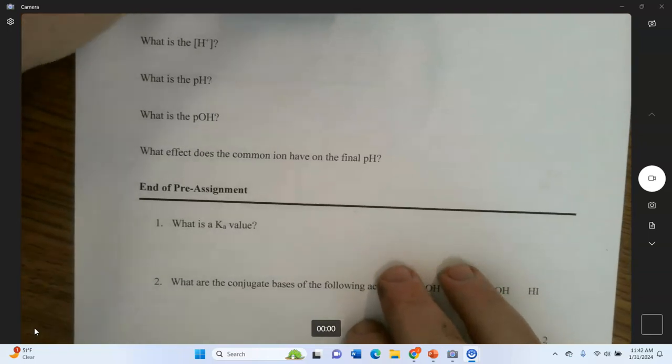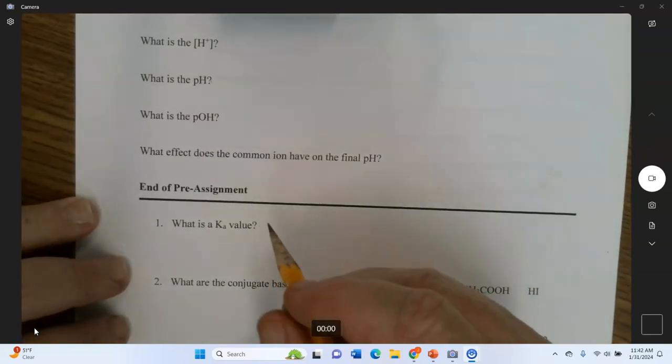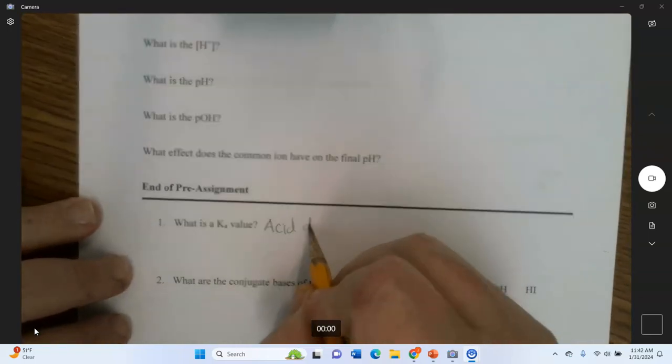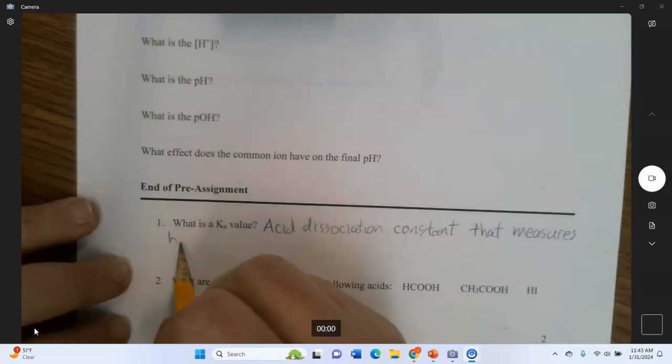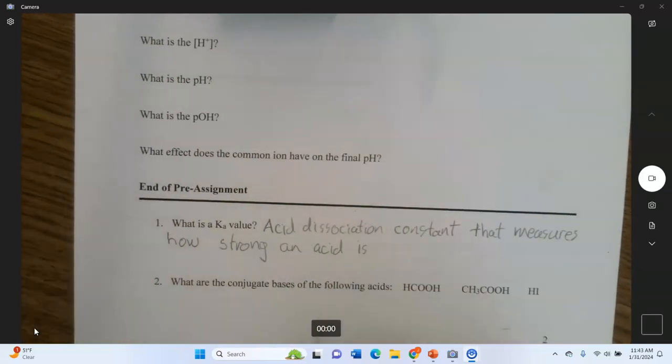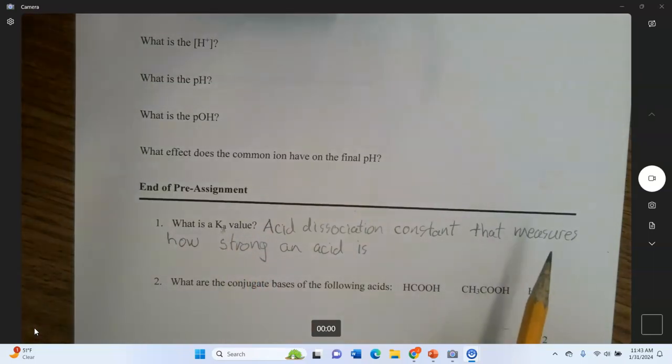So what is a Ka value? It's the acid dissociation constant that measures how strong an acid is. It's going to tell you how far from left to right, from reactants to products, that an acid reaction will go. And the farther to the right it goes, the more hydronium ions, H3O+, it produces, and that means it's a stronger acid. So the bigger this number is, the stronger the acid.